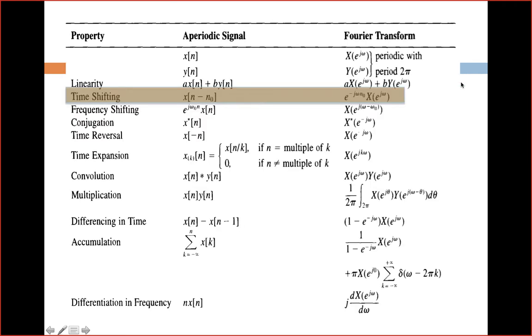discrete time Fourier transform. And of course, I have listed some important properties of the discrete time Fourier transform like linearity, time shifting, frequency shifting, conjugation, time reversal, time expansion, convolution, multiplication, differentiation in time, accumulation, differentiation in frequency. These are the important properties, not only of the discrete time Fourier transform, and of course you can even use the same set of properties for other transforms also.